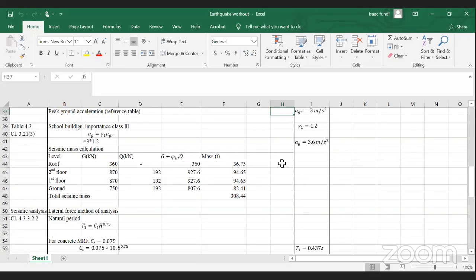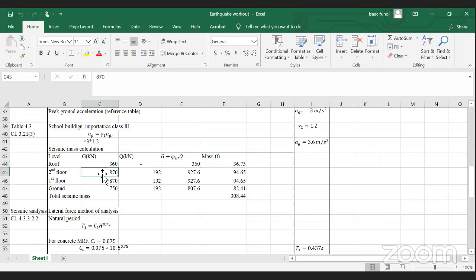With that value, we can then determine the seismic mass calculation. I've broken it down in terms of the floor levels. At the roof level, we calculated that the dead load is 360 kilonewtons. There is no live load because there is no access. So if we put it in the combination that we have seen above, our G is 360, and of course we add 0.3 times the imposed load. So we end up getting a value of 360 kilonewtons. The total mass in terms of tons is 36.73. The same way for the second floor, first and ground.